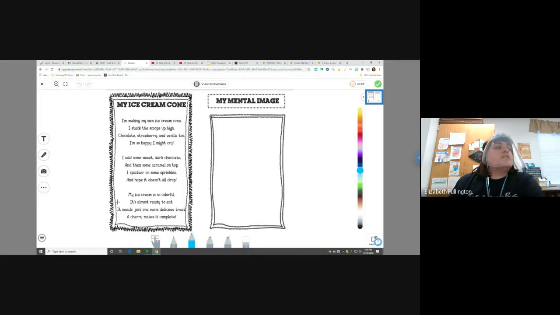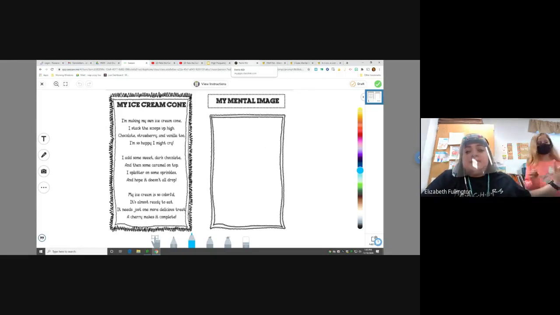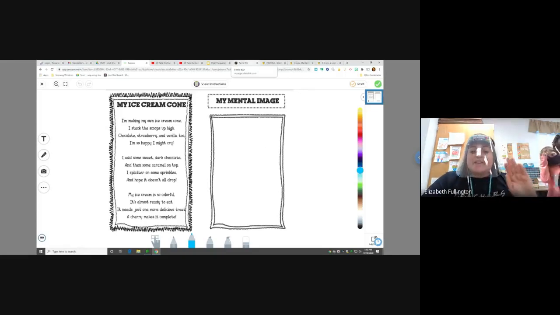So these are just words of what my ice cream looks like. Now it's your job to create the picture or the image. So you're going to create the ice cream exactly like the poem has described. That's your job. You're the illustrator. Okay? Nope, you're by yourself. Ready, set, go. All right, Jocelyn, do you have any questions, sweetie? All right, you may log out and complete this Seesaw activity, okay? All right. Bye.